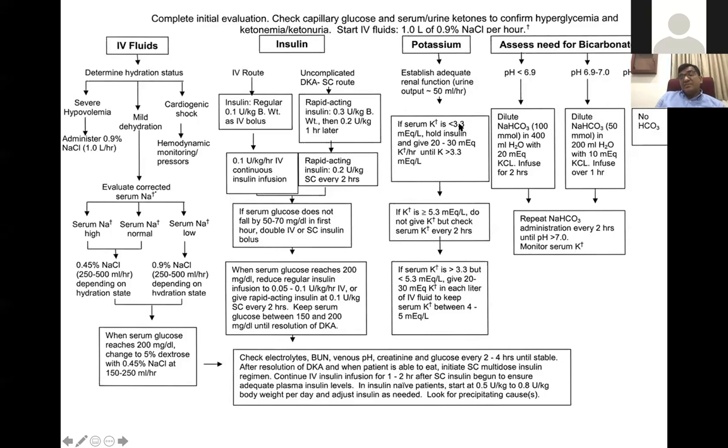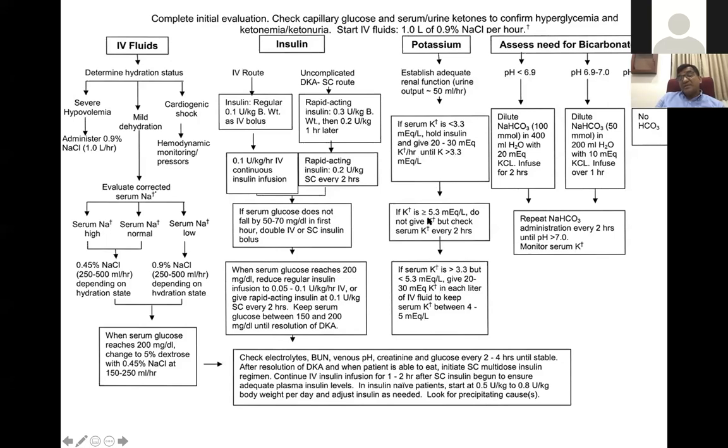So if the potassium is low, you give potassium. You first replenish potassium with your normal saline. You will hold insulin and then recheck potassium. If the potassium level is normal, that is between about 3.3 to 5.3, then still you will give potassium along with insulin, because these people anyway would get their potassium shifted to the cells and they will become hypokalemic. So along with insulin you will give potassium.